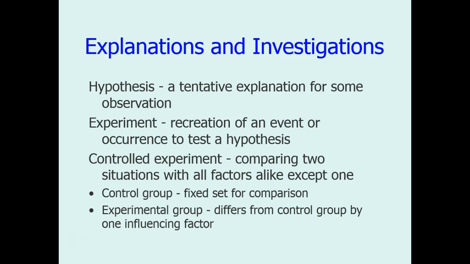So the control group was the part where we had everything else the same. All the fertility, all the nitrogen, phosphorus, potassium, calcium, sulfur, everything was the same on the control group, but no lime. Then the experimental group differed from the control group by that one influencing factor, the lime rate.